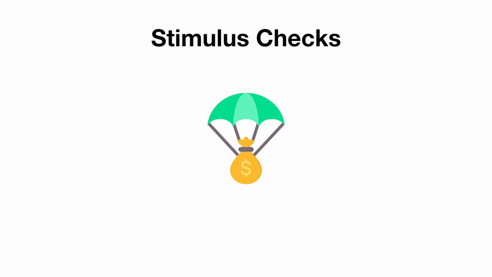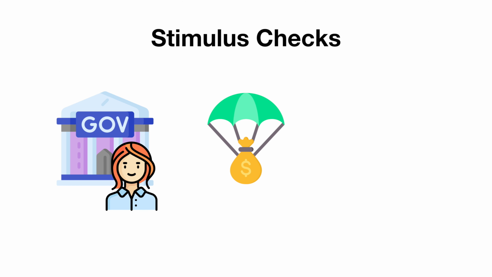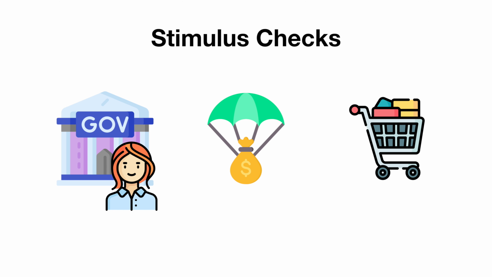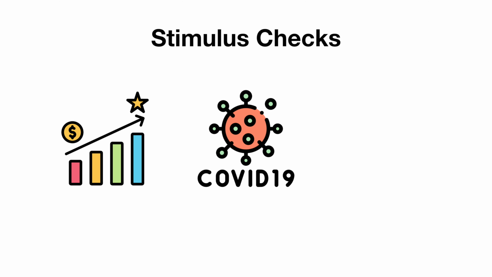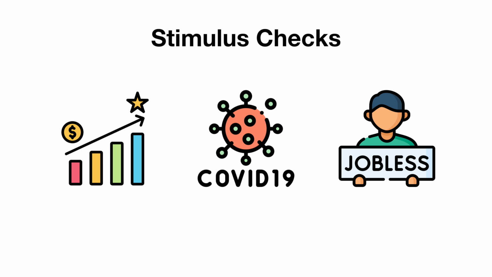Stimulus checks are direct payments from the government to individuals, designed to ignite economic activity by encouraging consumer spending. These payments play a crucial role in times of economic uncertainty. They act as an economic stimulus, injecting money into the economy during recessions or crises, like during the COVID-19 pandemic. They support households by offering financial relief to individuals who are struggling with unemployment or reduced income. And they provide a short-term boost, leading to immediate increases in consumption.